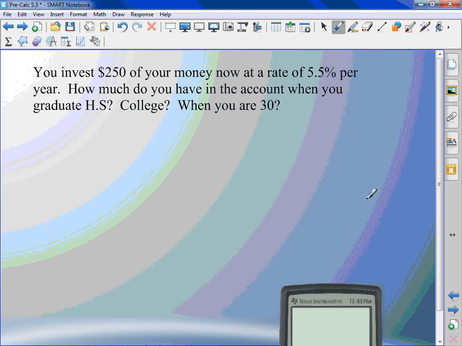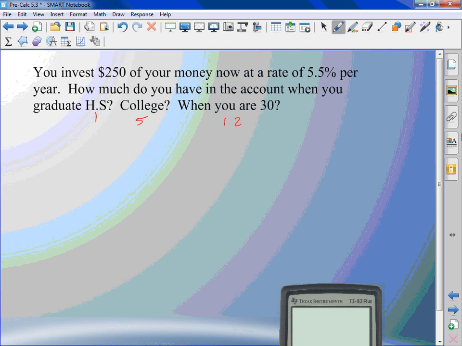How much will you have when you graduate high school, which for some of you will be this year? When you graduate college, well, this is this year. College would be how many years from now? 5 years from now. Why 5? You count this year plus 4 years of college. And then for when you're 30. Most of you are how old? 18. So we'll just say 18. How many years till you're 30? 12. So we have 3 problems here.